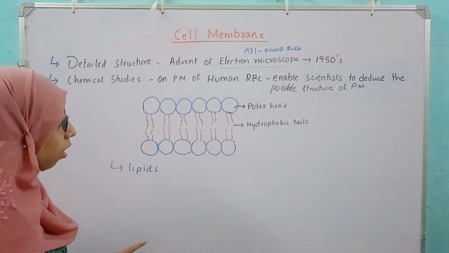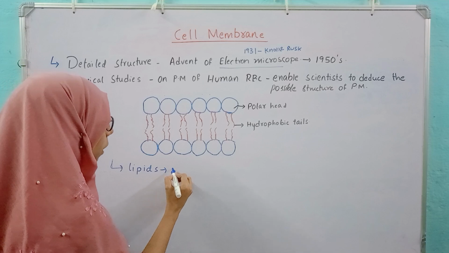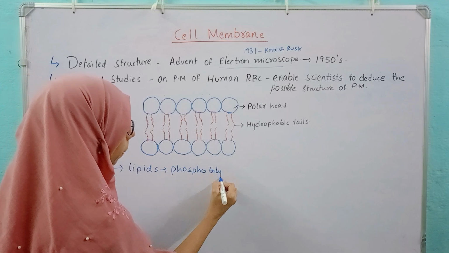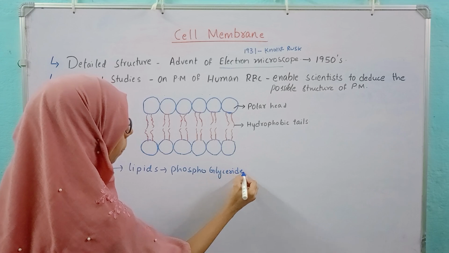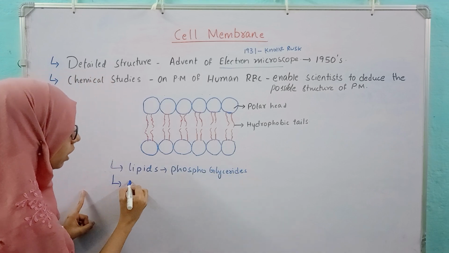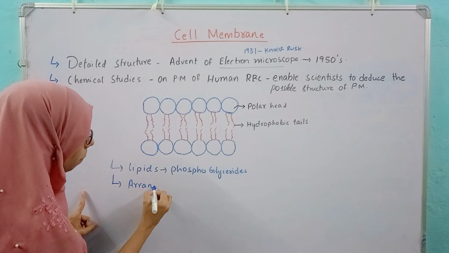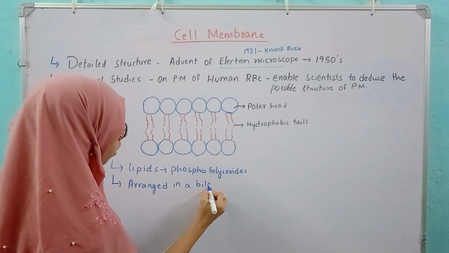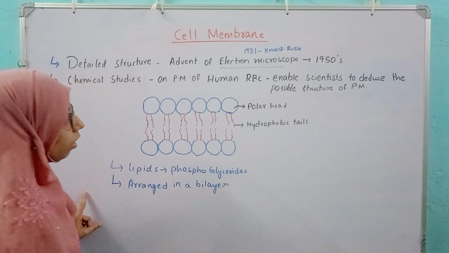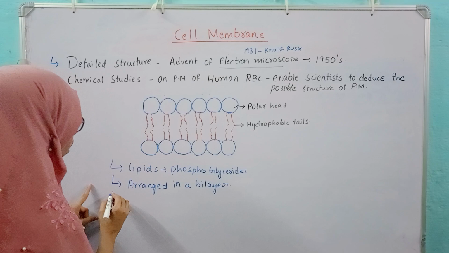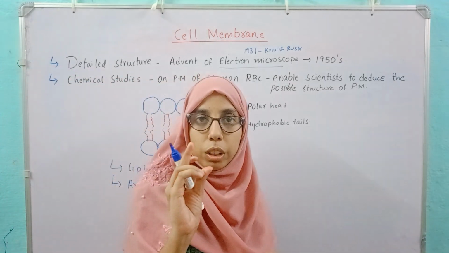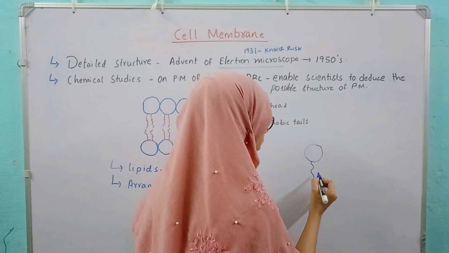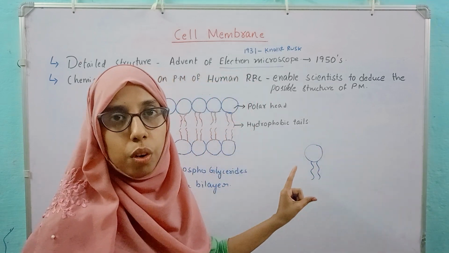These lipids are phosphoglycerides. The lipids are arranged in a bilayer. So we are going to study one lipid molecule. Let's take a molecule of phosphoglyceride.